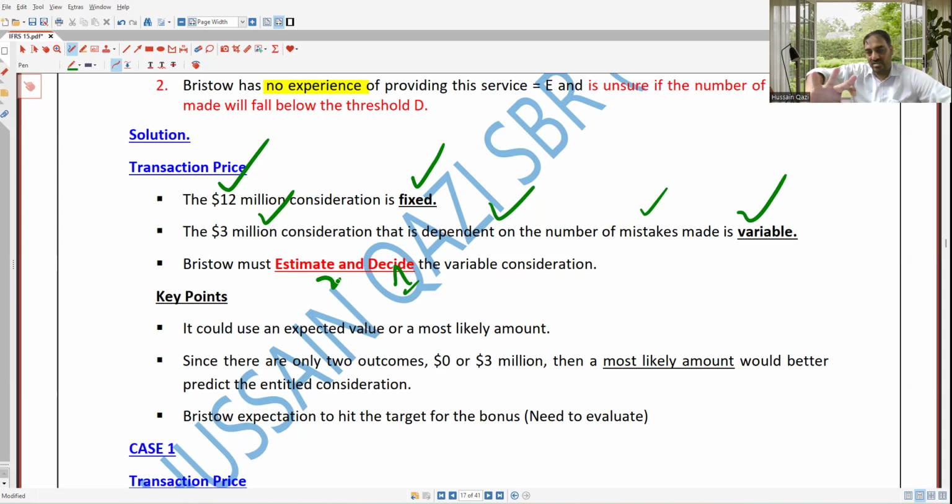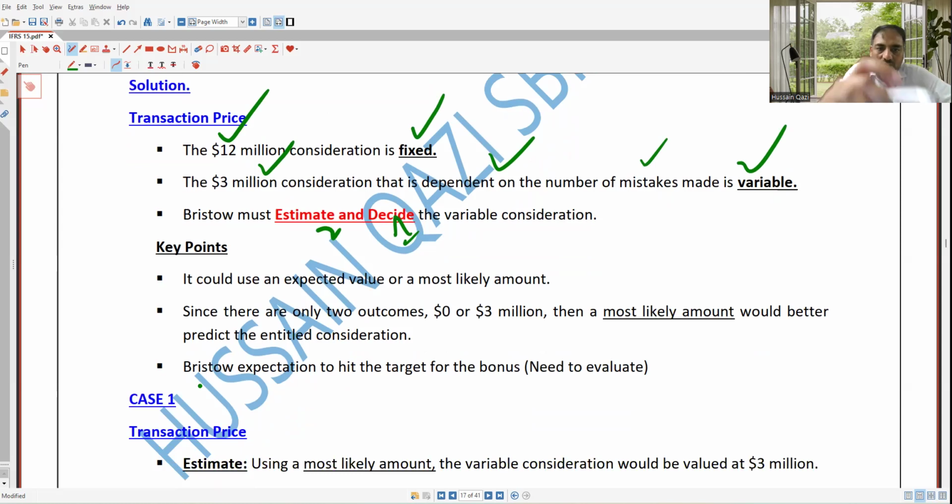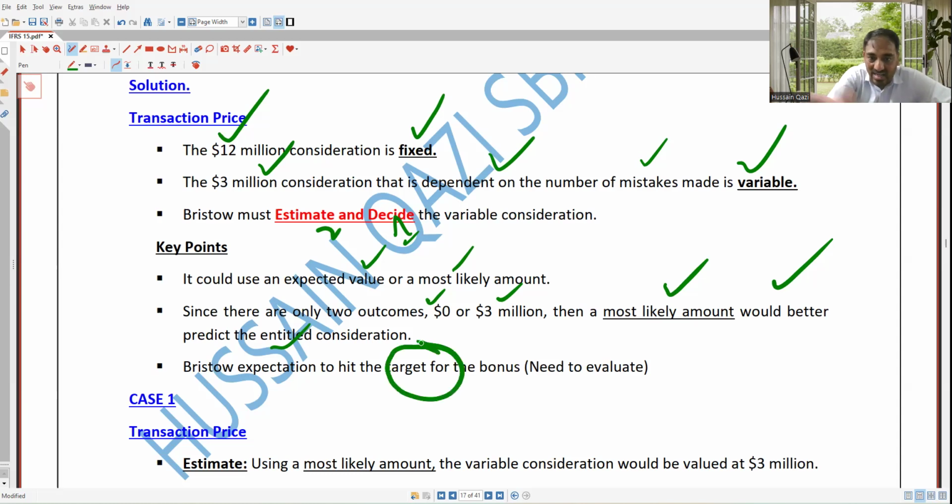If they are going to decide, then estimation is simple. It could use an expected value or the most likely outcome. There are only 2 outcomes, 0 or 3, so single outcome or most likely outcome, it's the same thing. So the most likely would be better to predict the entitled consideration. Now they need to decide whether to get the target or not. That needs evaluation.